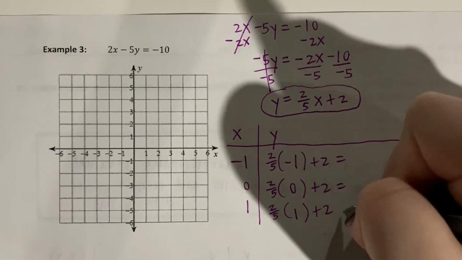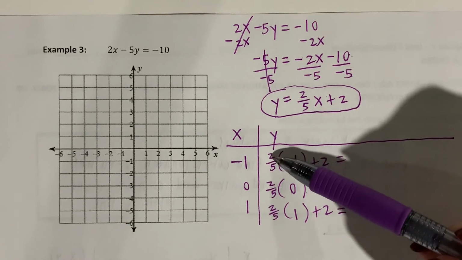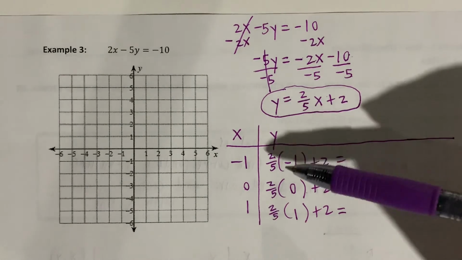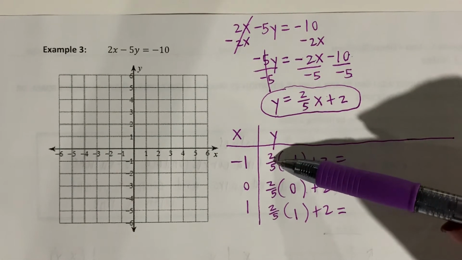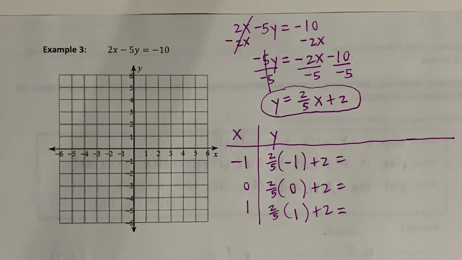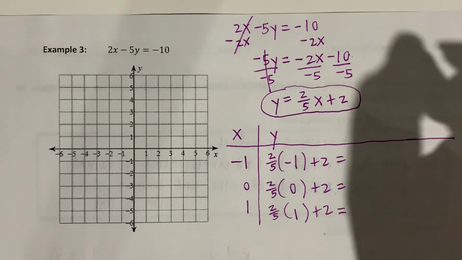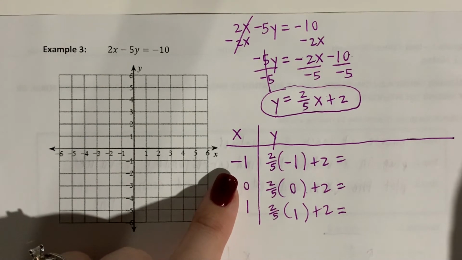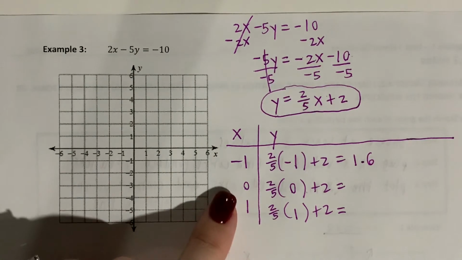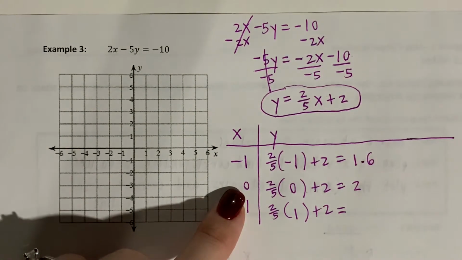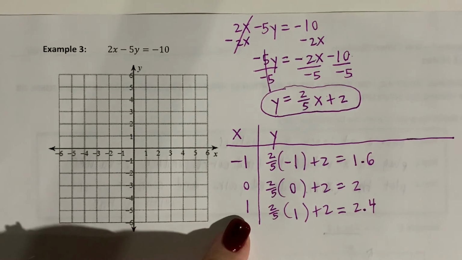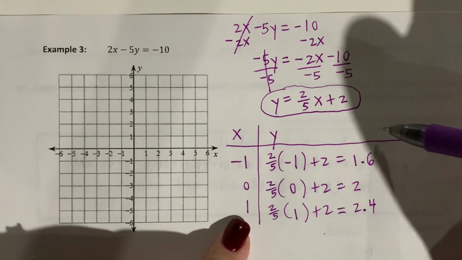Here's where we need to simplify. Feel free to use your calculator. Again, just be careful how you type it into your calculator. Type it exactly as you see it. The way you can handle the fraction is this is 2 divided by 5, and you do have to put the parentheses where you see the parentheses. You do get decimals on this one. So when I plugged in -1, I got 1.6. When I plugged in 0, I got 2. And when I plugged in 1, I got 2.4. So I will be graphing some decimals here.